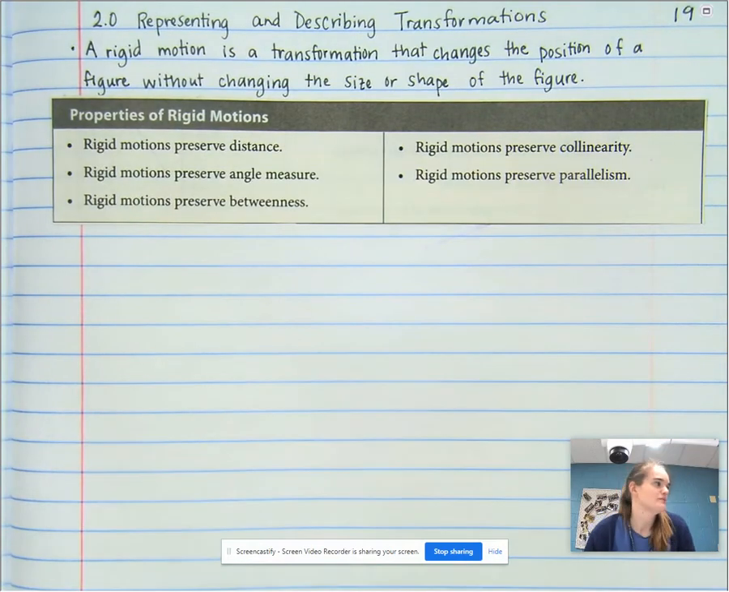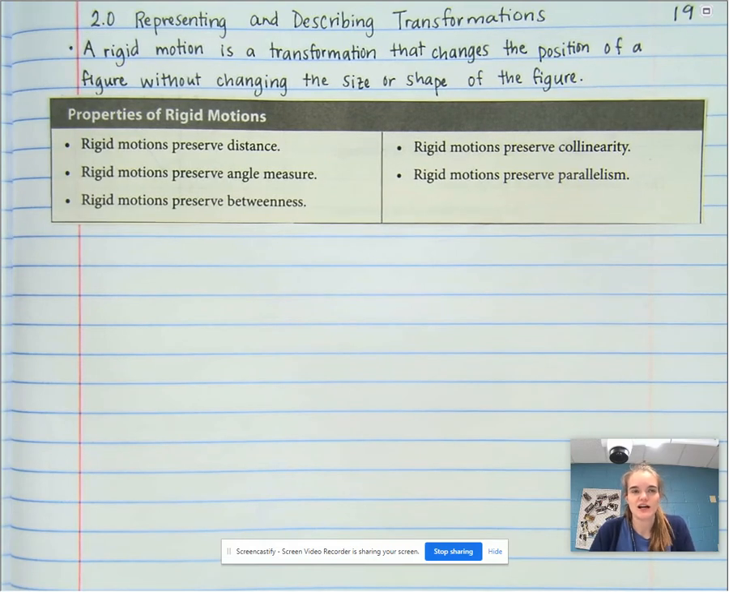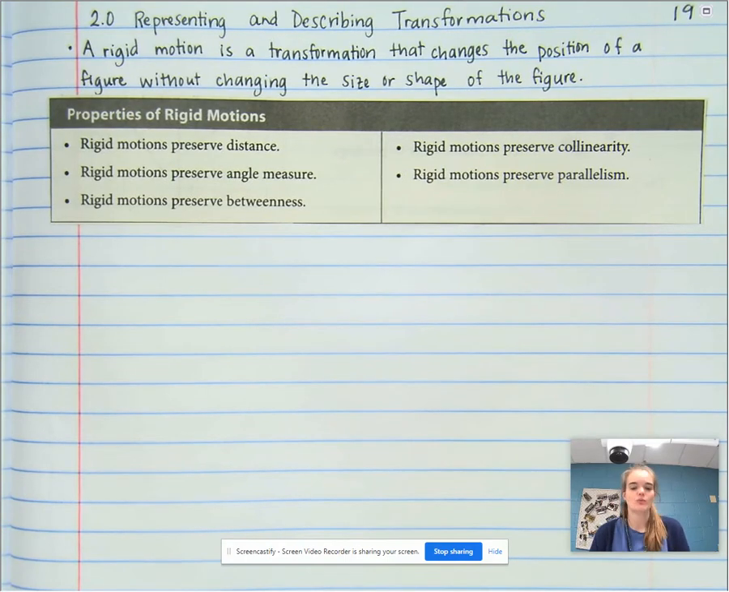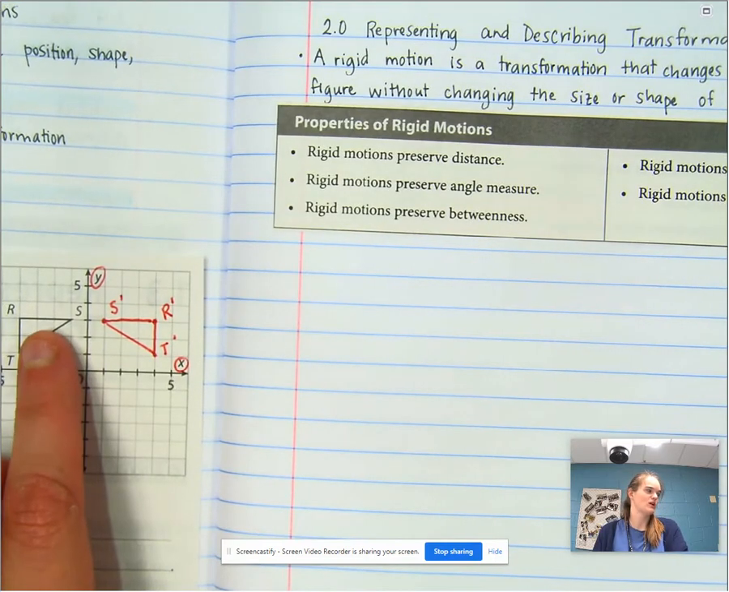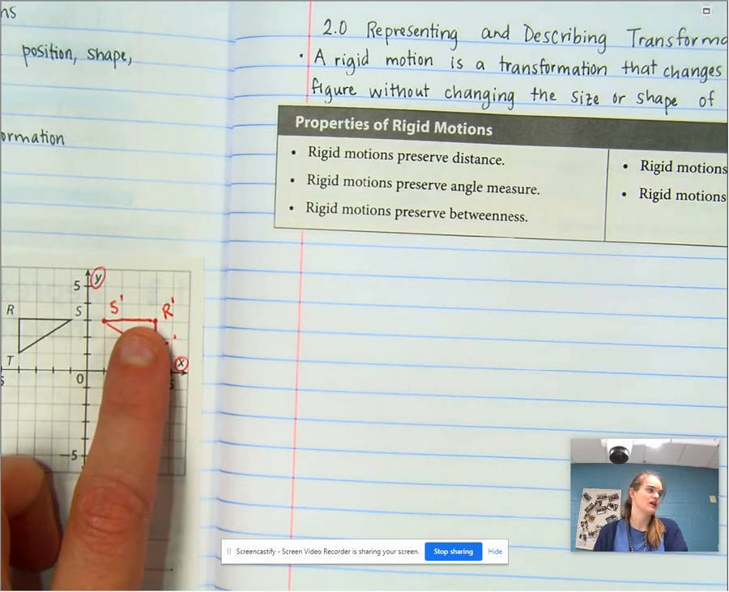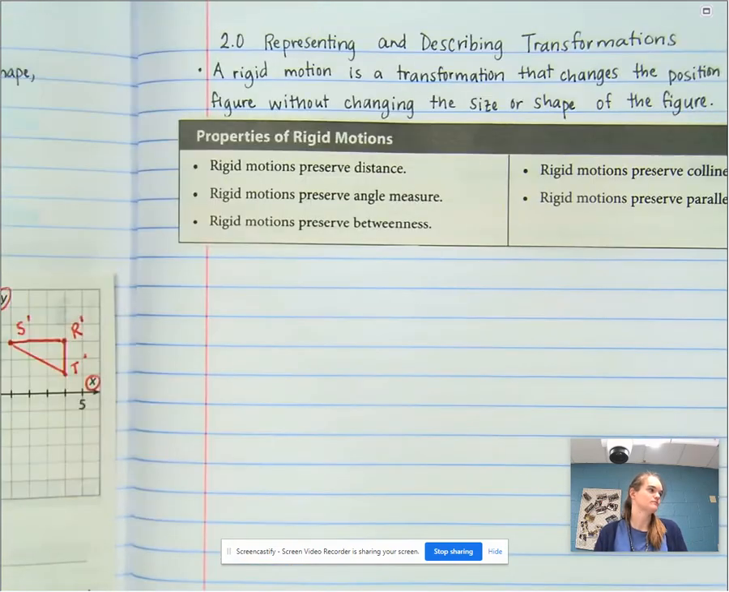So properties of rigid motions. Rigid motions preserve distance, meaning the lengths of the sides are the same. Rigid motions preserve angle measure, so the angle measures are the same. When I say the same, I mean like between these two figures, the distance between RS and R prime S prime are the same. The angle R and R prime are the same.